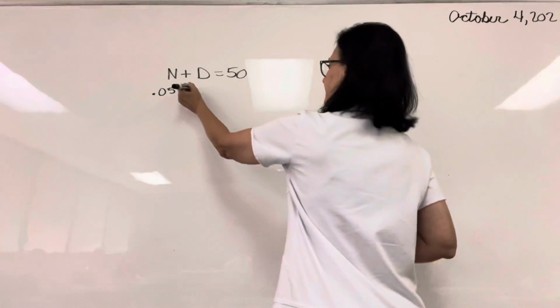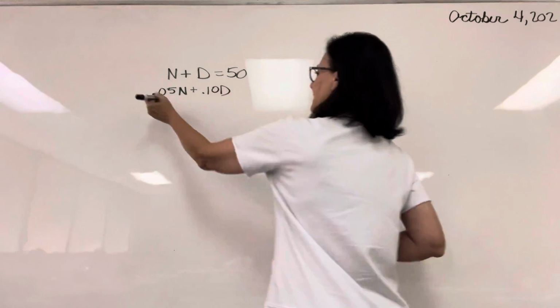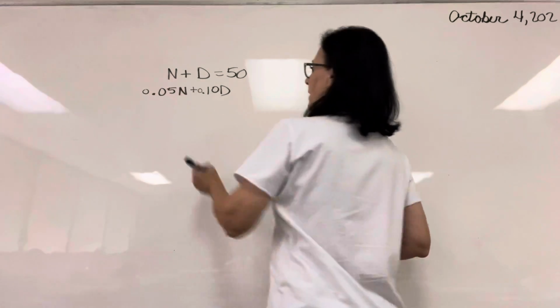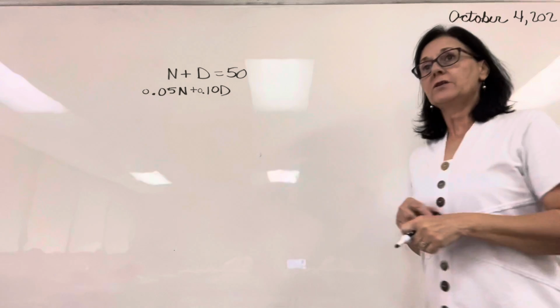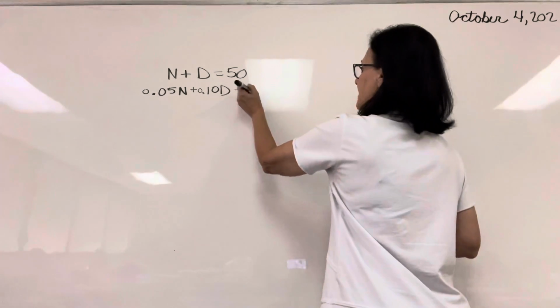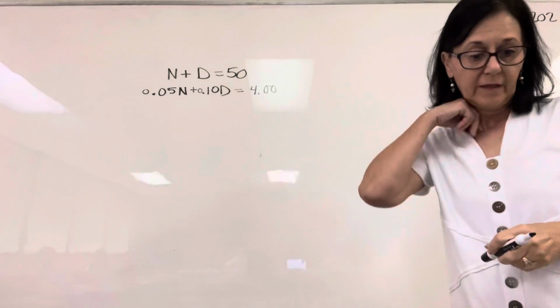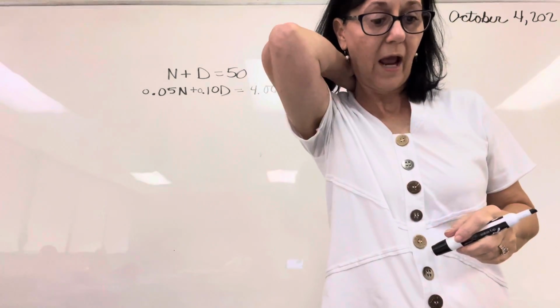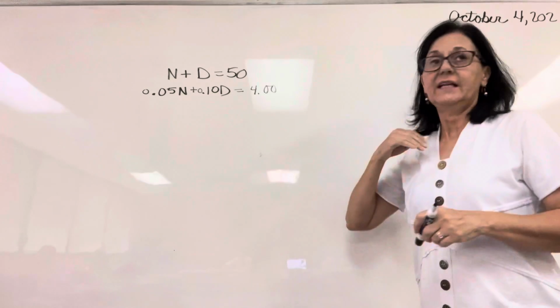have, add to that 10 cents times how many dimes, and then in your upper level mathematics, there's always a zero placeholder for the units. It's going to equal $4, and I must write the cents. I can't just write a 4. Then it says, how many of each did he have?